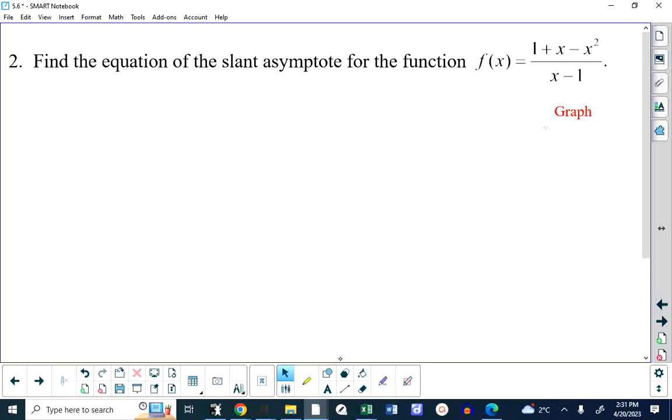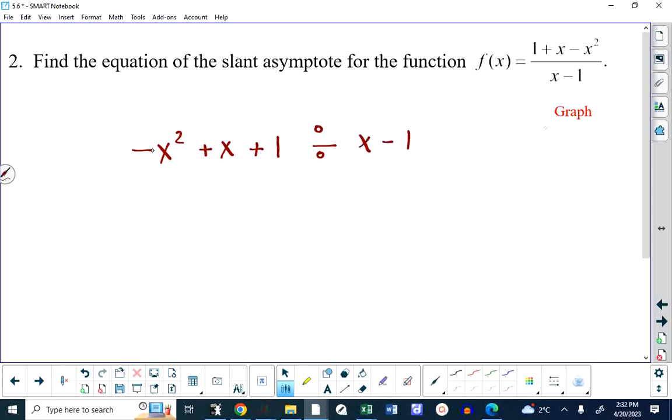We have to do division. We have to divide that polynomial of negative x squared plus x plus 1 by x minus 1. And remember that that original function is equal to the quotient plus the remainder over the divisor. Does that ring a bell? More so to those in Math 30-1 right now.